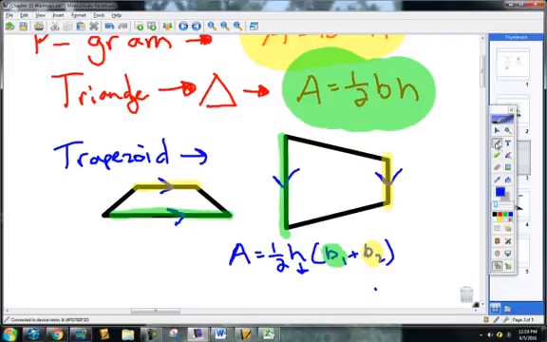Now, does it really matter which one is base 1 and which one is base 2? No. You said in the video you like to put the smallest one. Yeah, usually I'll put base 1, the shorter one. But it's adding, so it's commutative. So really, this formula could be written as base 2 plus base 1. That doesn't matter because of the commutative property. That's pretty basic. You with me? Okay. So we know the bases are always the parallel sides.